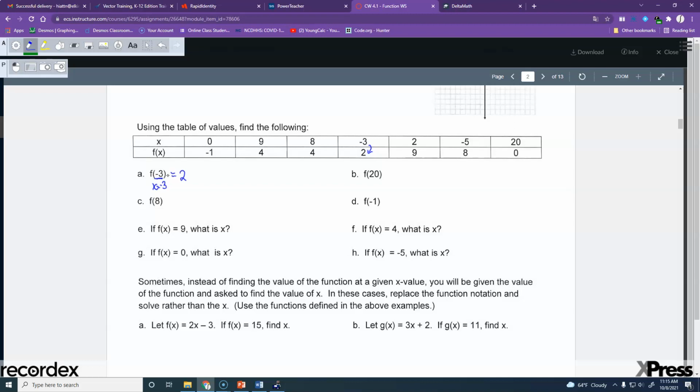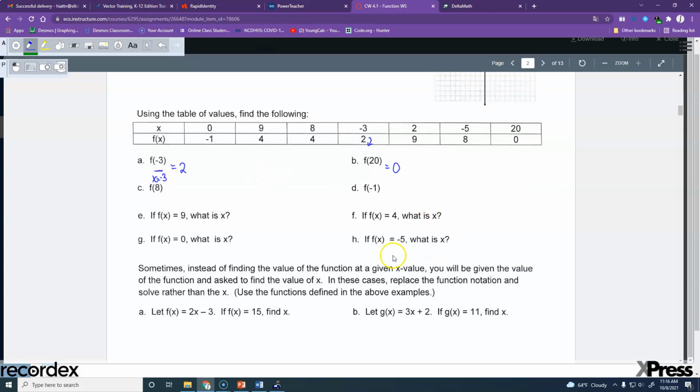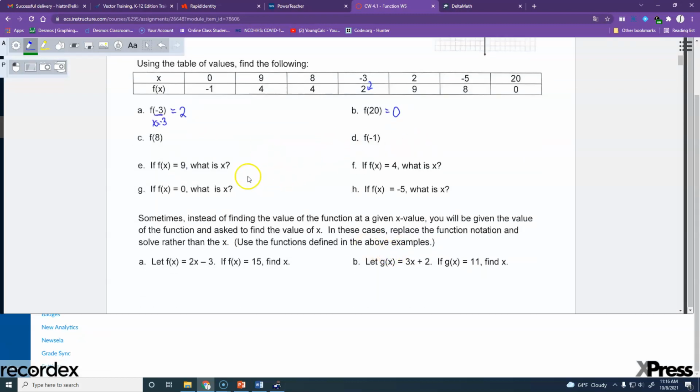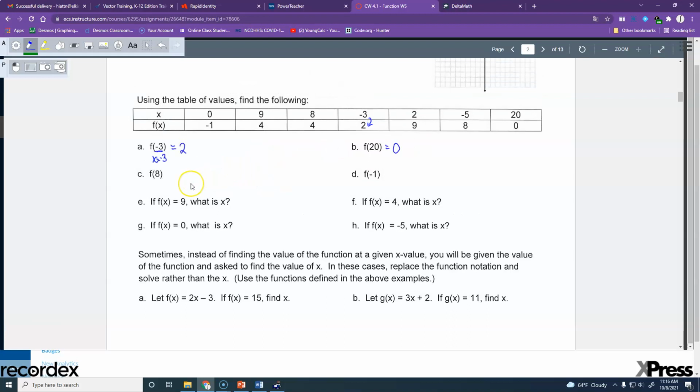So, let me check in with you. Hank, what is f of 20? It'd be 0. Good. You're just looking where the x value is 20, and you're finding the y coordinate, or the f of x coordinate that goes with it. All right. So we're going to skip C and D. You can do this on here. All right. Let's look at E, because here's where it's a little bit different.